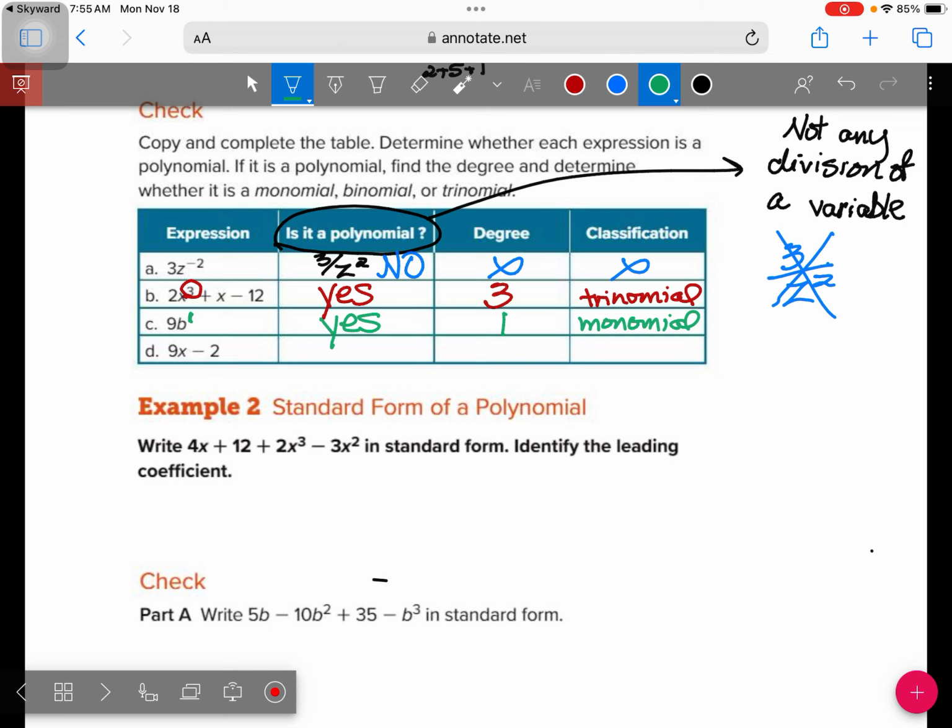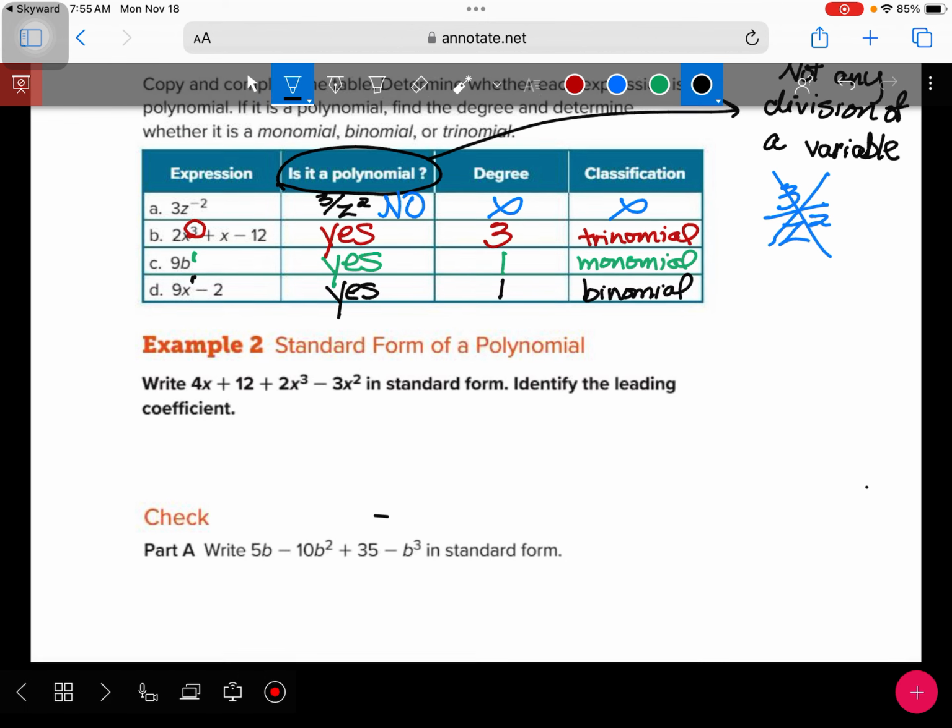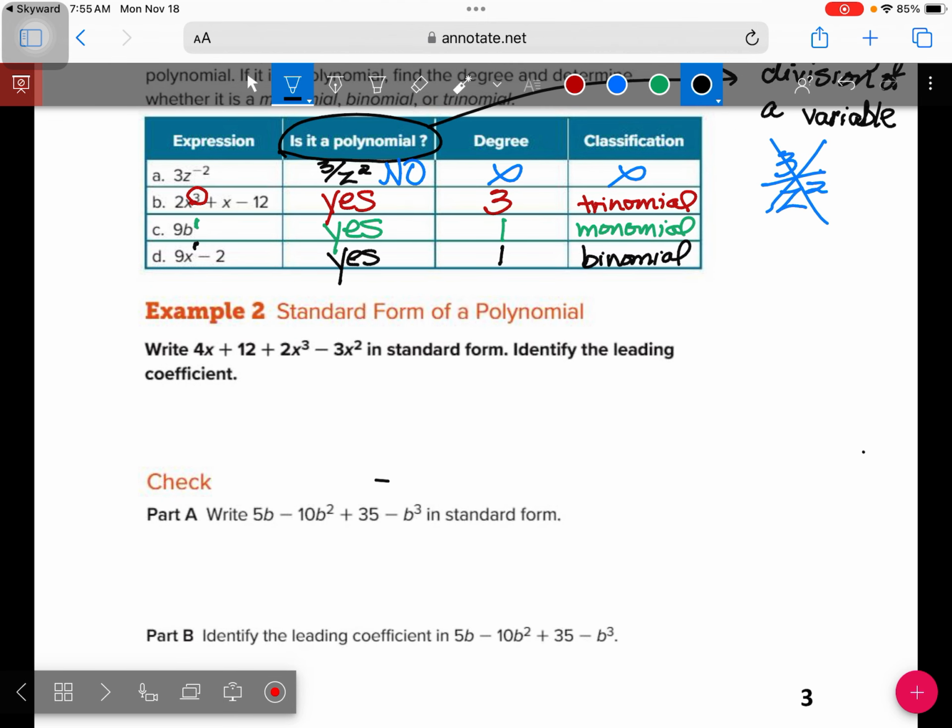And the last one, 9x minus 2, is that a polynomial? Yes. What's the degree? 1 again. But wait, it's got 2 terms. It doesn't matter. You look at the degree for the highest term, the highest number of exponents, the sum of the exponents. And that is a binomial, yes, because it has 2 terms. All right? Any questions about that table?